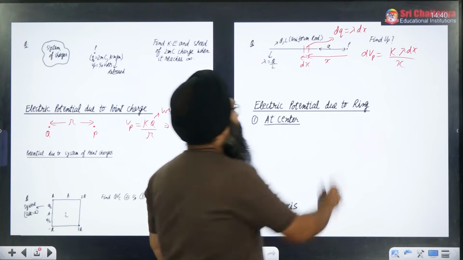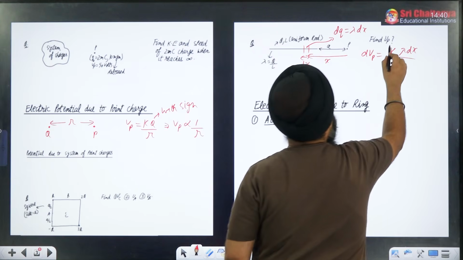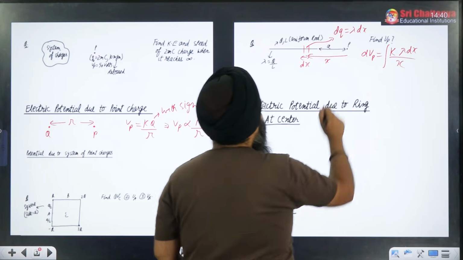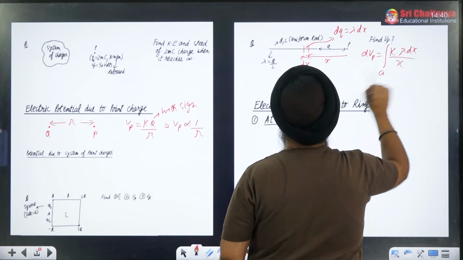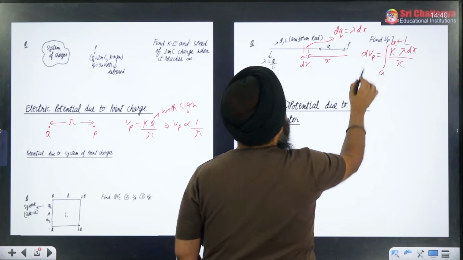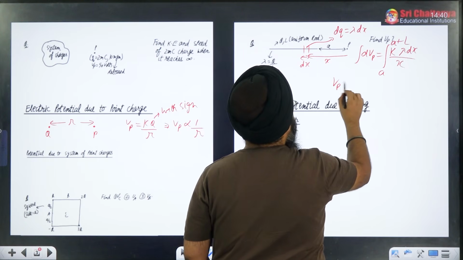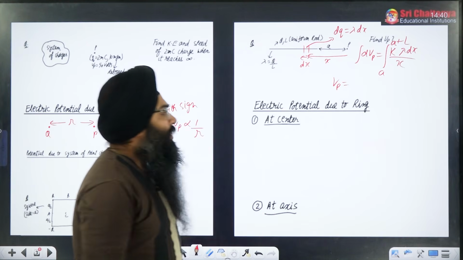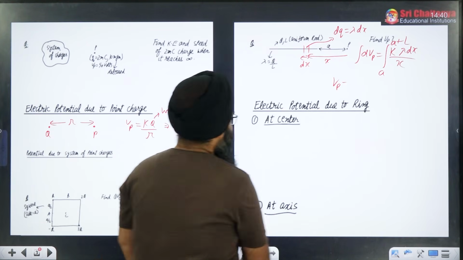Now if you want to find the potential due to the entire rod, you will integrate it. And from where to where do you have to integrate? From x equals a to x equals a plus l. You will integrate it and then you will get the final potential. So this will be a very simple task. You can do it. Let me directly do it.